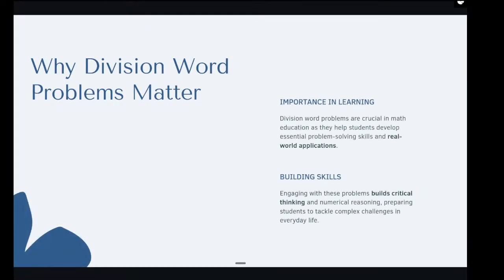Why division word problems matter. Importance in learning. Division word problems are crucial in math education as they help students develop essential problem solving skills and real-world applications. Building skills. Engaging with these problems builds critical thinking and numerical reasoning, preparing students to tackle complex challenges in everyday life.